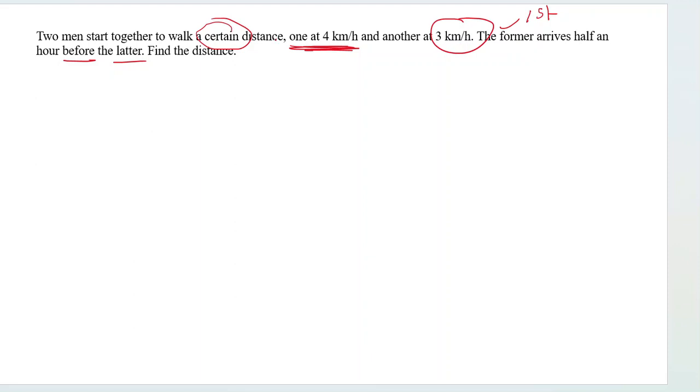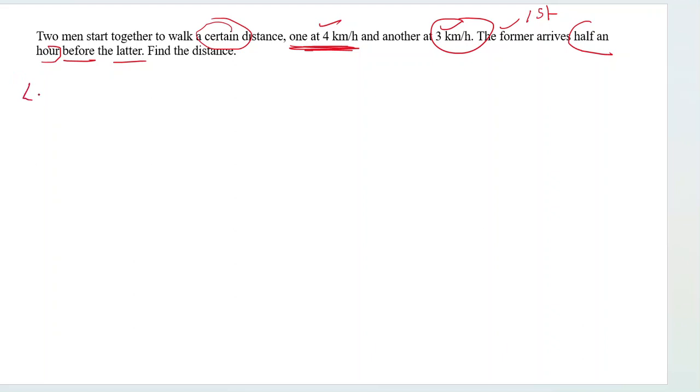And it is obvious, since 4 kilometers is larger than 3 kilometers, the person who is walking at 4 kilometers will reach faster. In fact, he reaches, to be precise, half an hour before the latter. Latter means who is walking slower. Fine. So two men start walking a certain distance. One walks at 4 kilometers and the other at 3 kilometers. But the one who is walking at 4 kilometers arrives half an hour earlier compared to 3 kilometers. We have to find the distance.